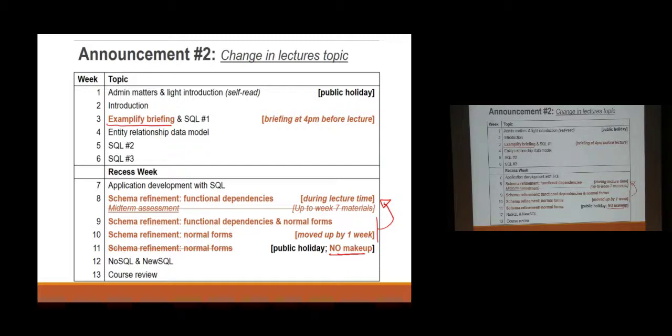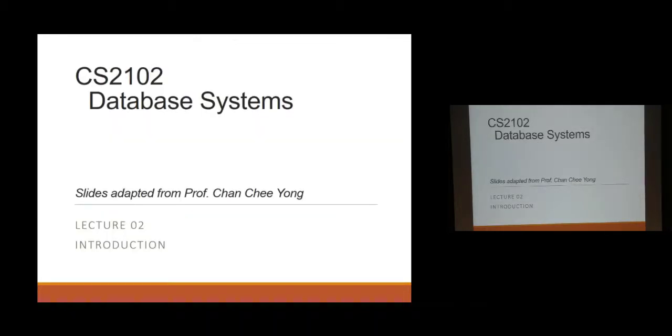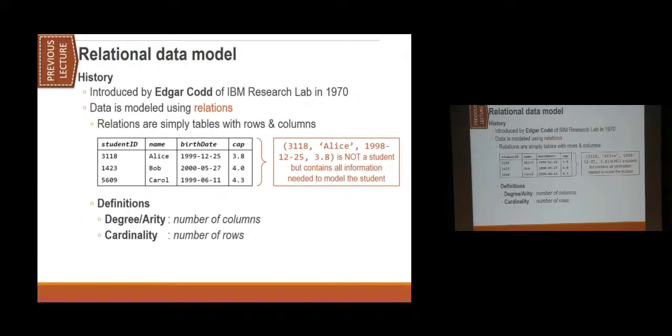Okay, so there are changes that we will have during the course of the semester. Now we can continue on with the normal lecture. Hopefully you have already read the light introduction, because we're going to continue from there. If you haven't, there's a recap here about the history of the relational data model.